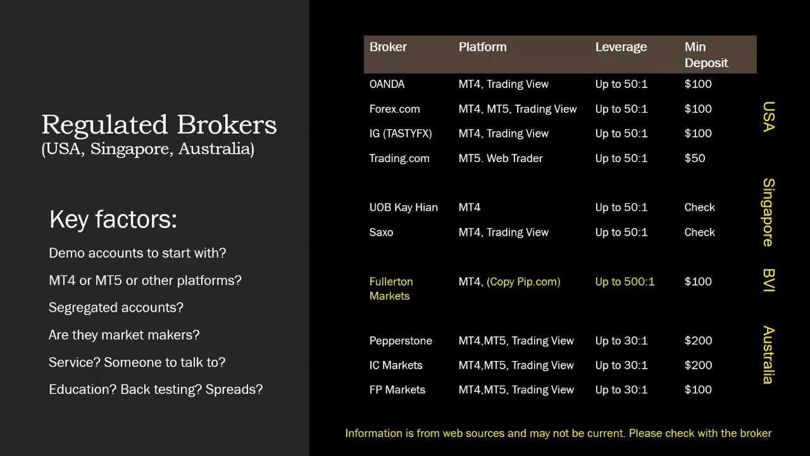In Singapore, you have UOB Kay Hian and Saxo. I've had accounts with both. They both offer MT4, and in Singapore, they offer 50 to 1. For the minimum deposit, check with them, because they often have their offerings tied up with whether you're a sophisticated investor or not, whether you're doing other investments with them, are you doing equities? So do check with them if you decide to go that way.